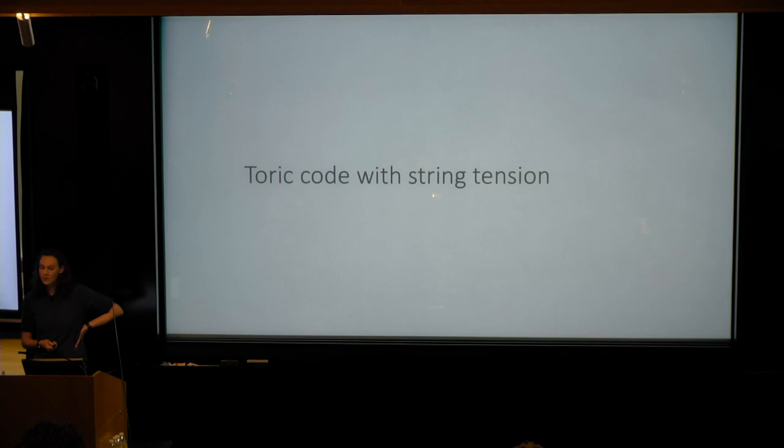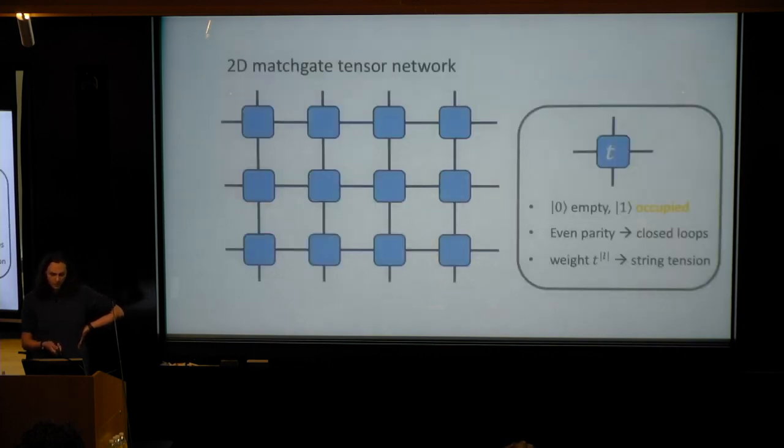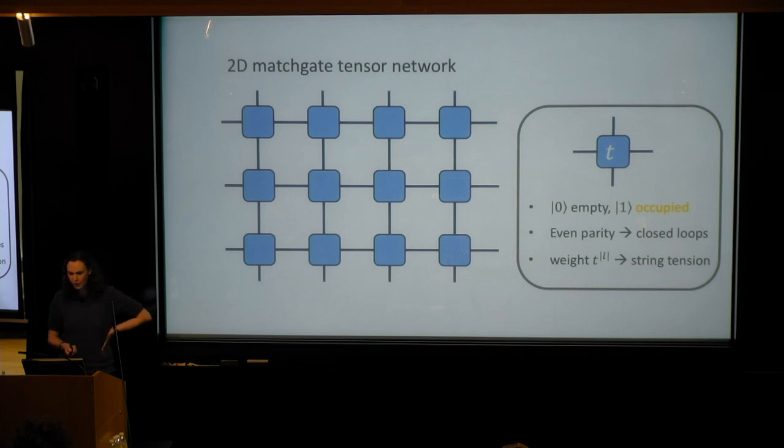Okay, so now let's come to the second part, the toric code with string tension. Norbert has already explained to you in the morning what the toric code is, and evoked this picture of a closed loop superposition. In our match-gate tensor network, we have essentially the same stuff going on. If we identify indices in state 0 to be empty and indices in state 1 to be occupied by some string, this even parity condition in our match-gate tensors will immediately give us the tensor network represented as a superposition of closed loop states.